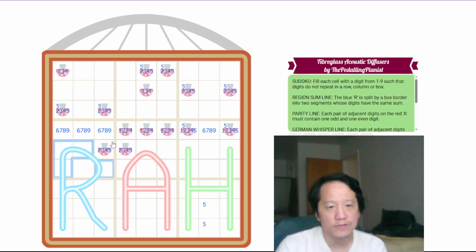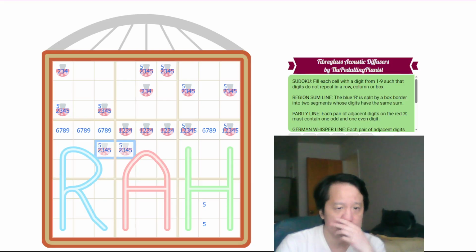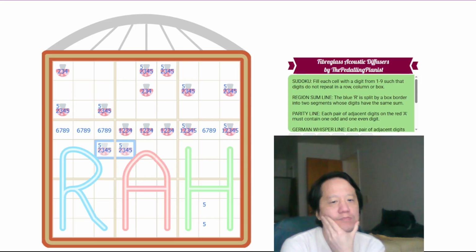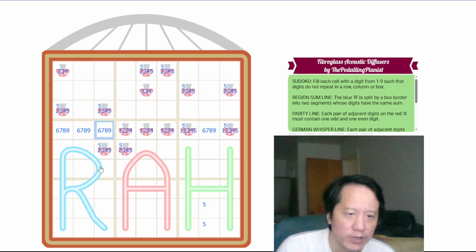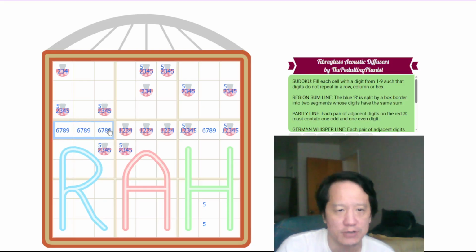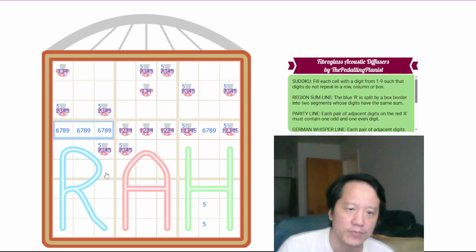We know one of these two is a 5. So 9 plus 3, 4, and 5 is exactly 21, which is the minimum these digits can sum up to. So the reason why we can only have one of 6, 7, 8, 9 here is we have 3 digits which are guaranteed to be 6, 7, 8, 9 here.